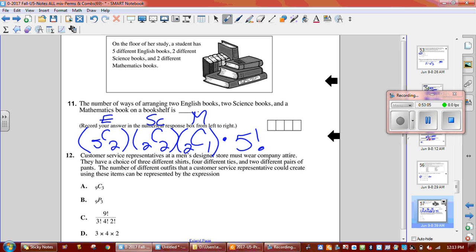Number 12, it is just the fundamental counting principle. You multiply the totals of each situation. So the answer is D. This concludes part 2 of combinations.